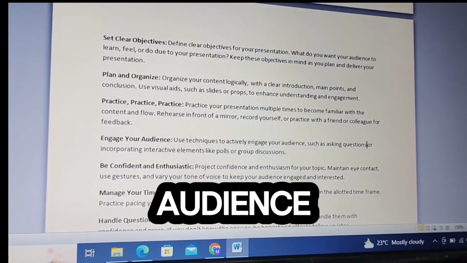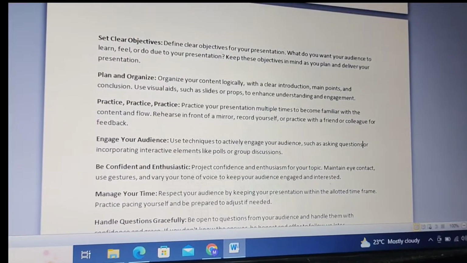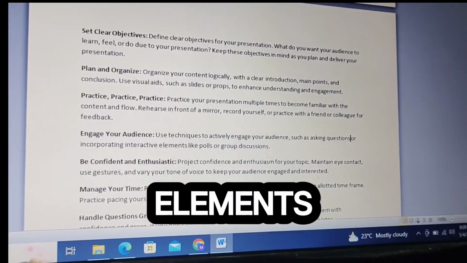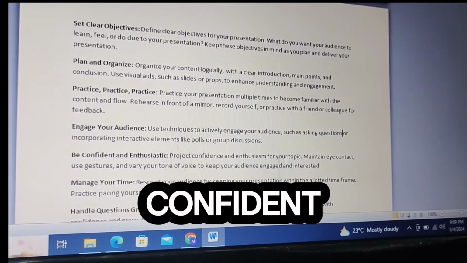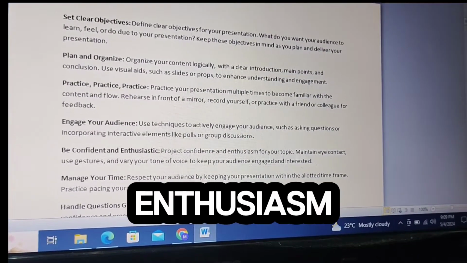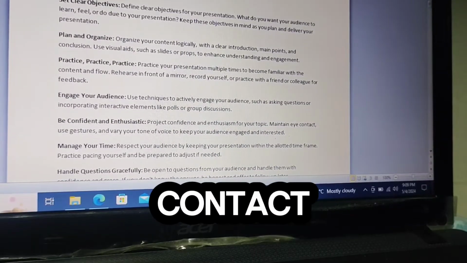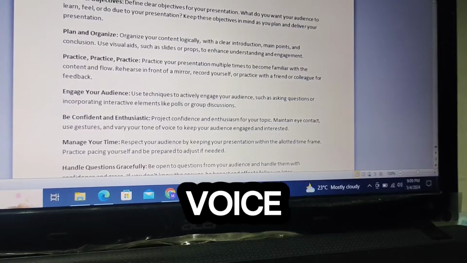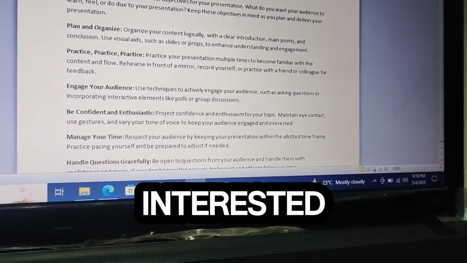Engage your audience. Use techniques to actively engage your audience, such as asking questions or incorporating interactive elements like polls or group discussion. Be confident and enthusiastic. Project confidence and enthusiasm for your topic. Make eye contact, use gestures, and vary your tone of voice to keep your audience engaged and interested.